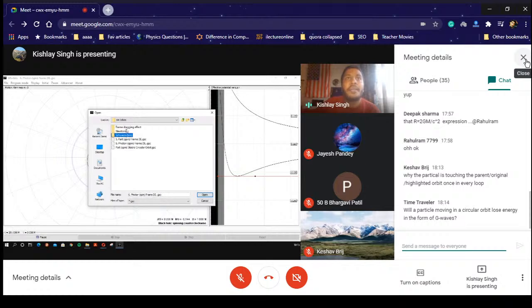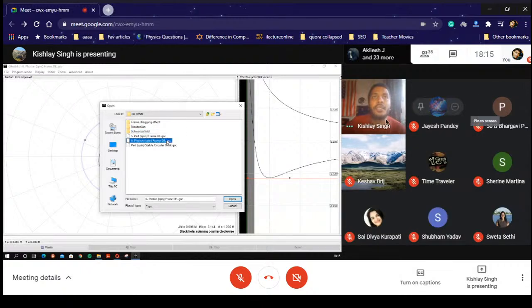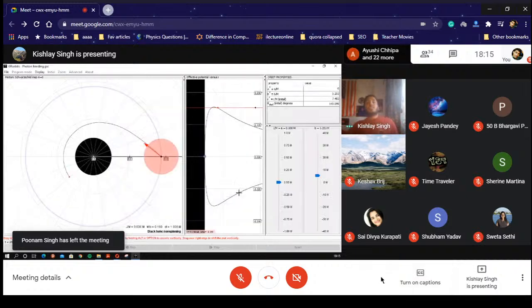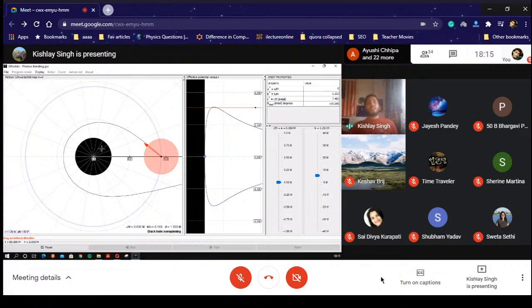And the last simulation that I had for you all is, I mean, what the hell is happening here? Yes, so photon near peak potential, photon bending. So look here. This is normal. This is just a normal black hole. This is not a spinning black hole.